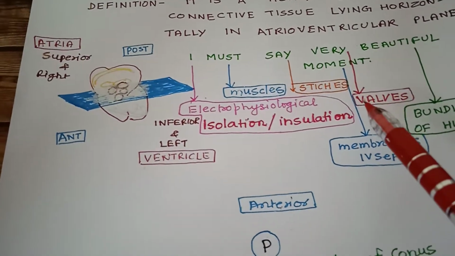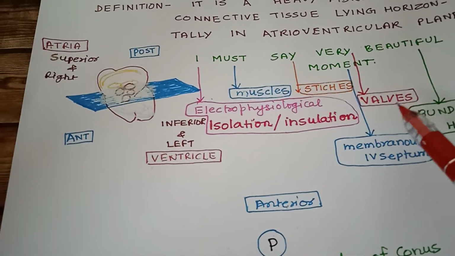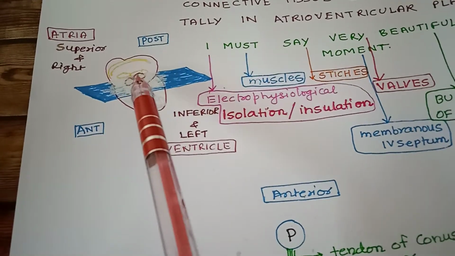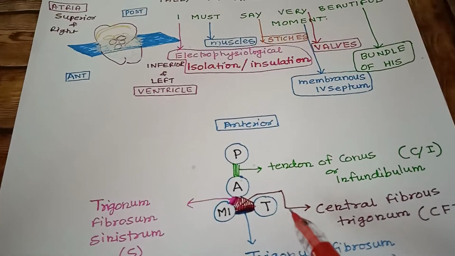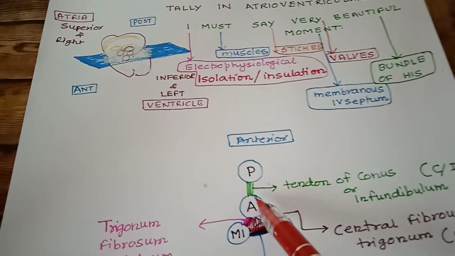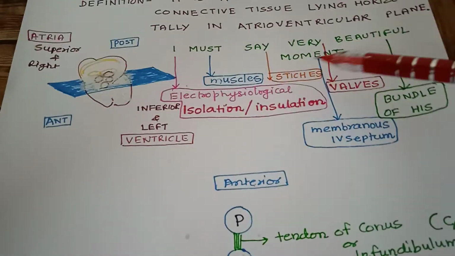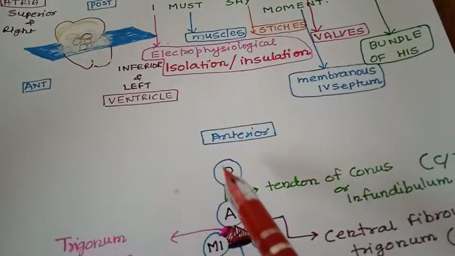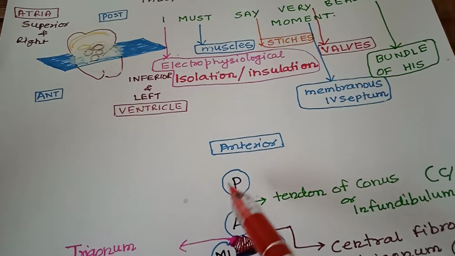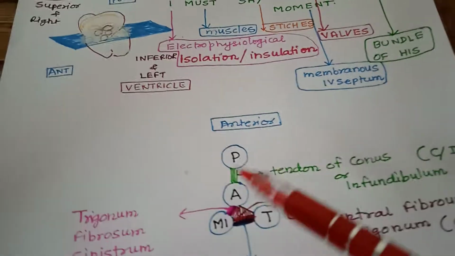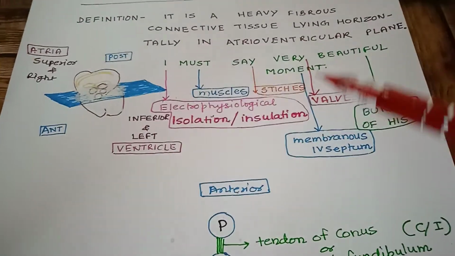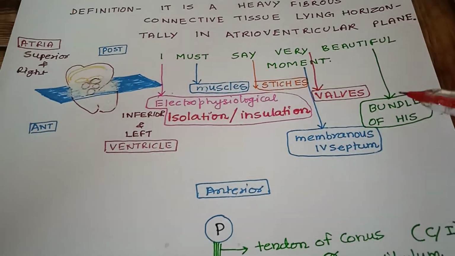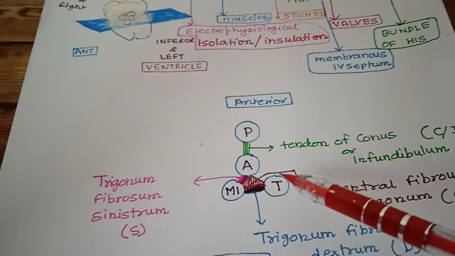V for valves. This fibrous skeleton is arranged in the form of rings with some straps in between. So it is a holding platform again for the valves, that is the pulmonary valve, aortic valve, mitral valve and tricuspid valve.